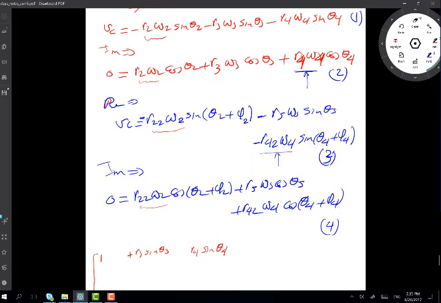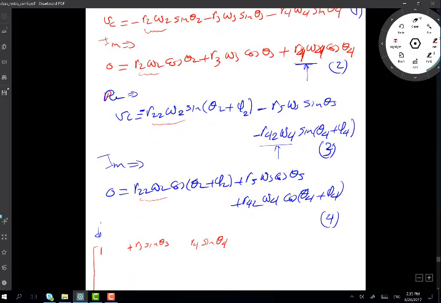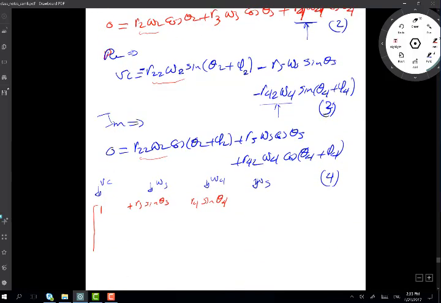Mathematically, that's absolutely fine. This column here would be the VC column. This one will be the omega 3 column. This one will be the omega 4 column. I have another one, which is the omega 5 column. In the first equation, I don't have omega 5, so this will be 0 over here.